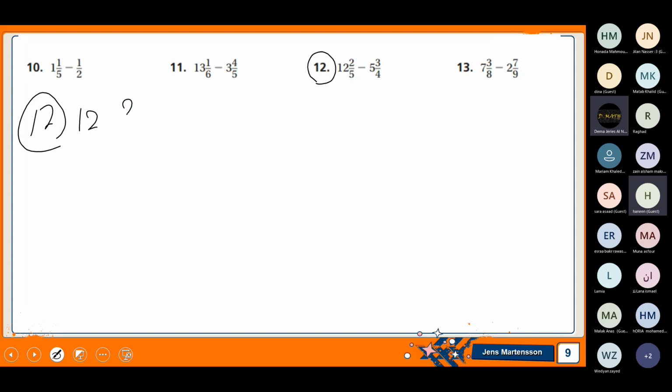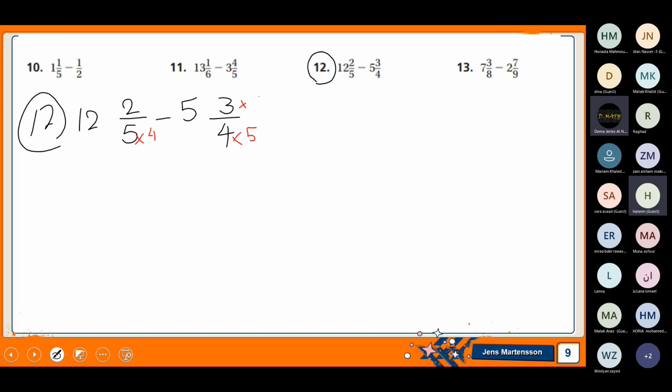12 and 2 over 5 minus 5 and 3 over 4. What do you have to do now, Haneen? We have to make them have the same denominator. Yes. Do they have the same denominator? No. So you multiply 5 with 4 and 4 with 5. Exchange them.